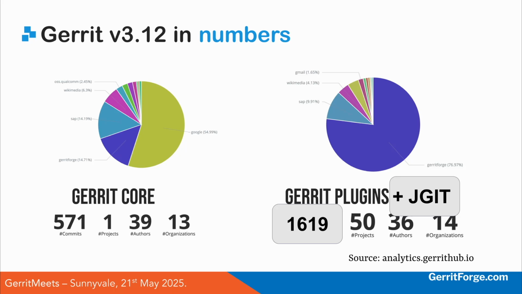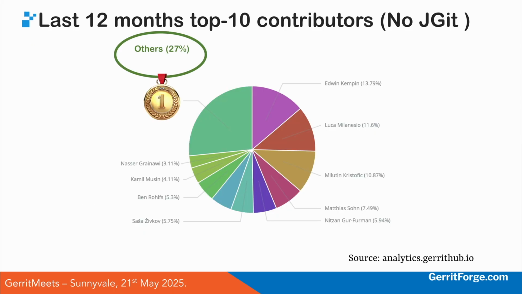Luca actually lost the top spot. Luca, you might need to get back to working a bit harder, I guess. So we've got Edwin with almost 14%, and then Luca, Milutin, Matthias, Nitzan, so everybody contributing a lot. But the top contributor is actually everybody else, which is always good to see. So you've got your historic main contributors, and then a healthy community of contributors around that, which I think represents a healthy ecosystem, essentially.